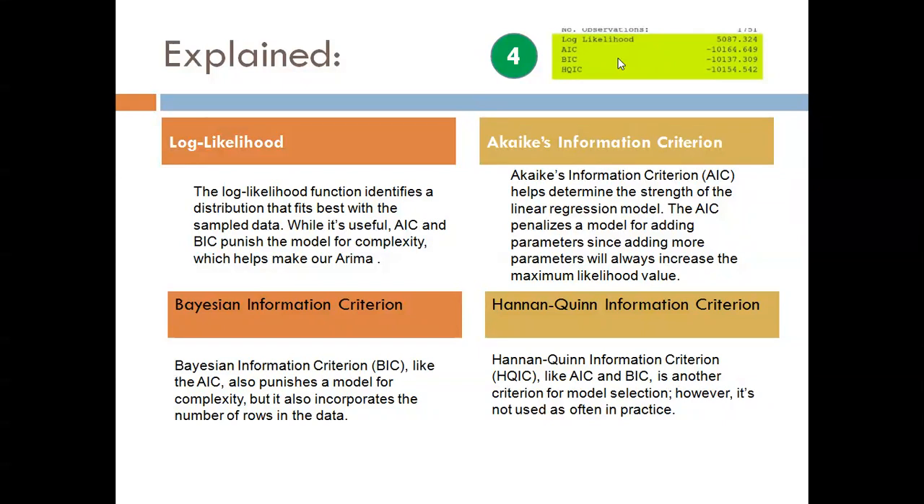If we see the third one, that is BIC. BIC is the Bayesian information criterion. It's the same as AIC, and it also punishes a model for complexity, but it also incorporates the number of rows in the data. If we see the fourth one, HQIC, it's the Hannan-Quinn information criterion. It's also the same as AIC and BIC. It's another criterion for model selection. However, it's not often used in practice, but we will see it here. That's why we are studying it here, right?